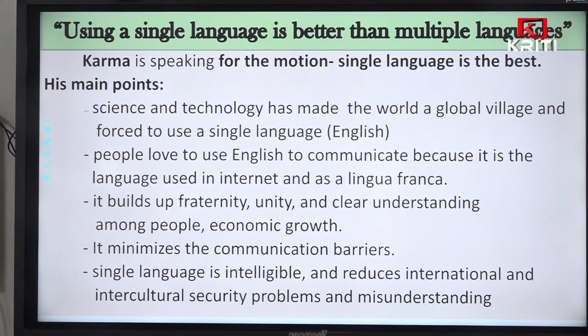Third, it builds a fraternity, unity, and clear understanding among people, and it builds up economic growth. Using a single language minimizes the communication barriers. Next point: a single language is intelligible and reduces international and intercultural security problems and misunderstanding. These are the points that Karma has made.